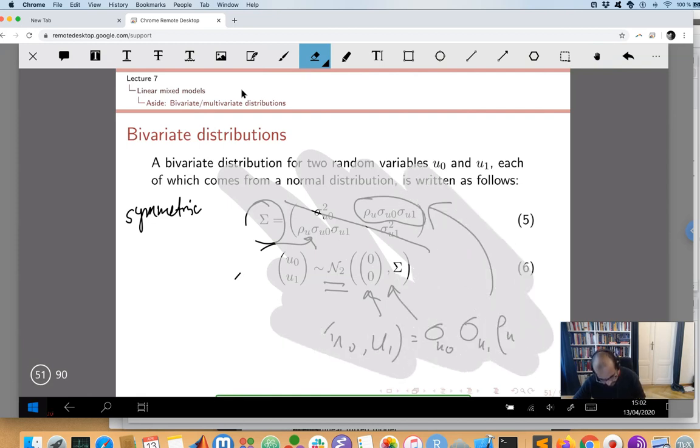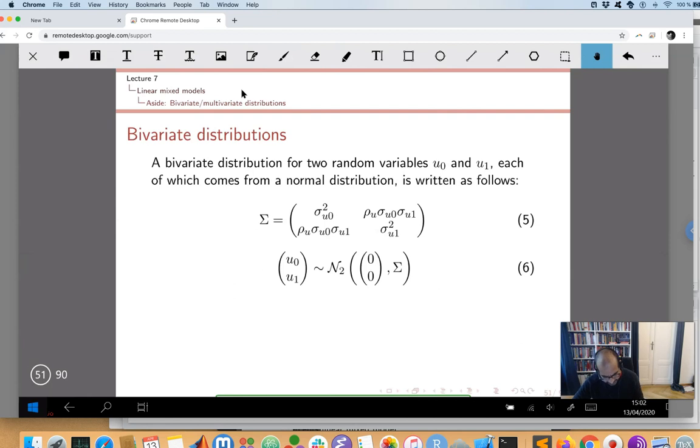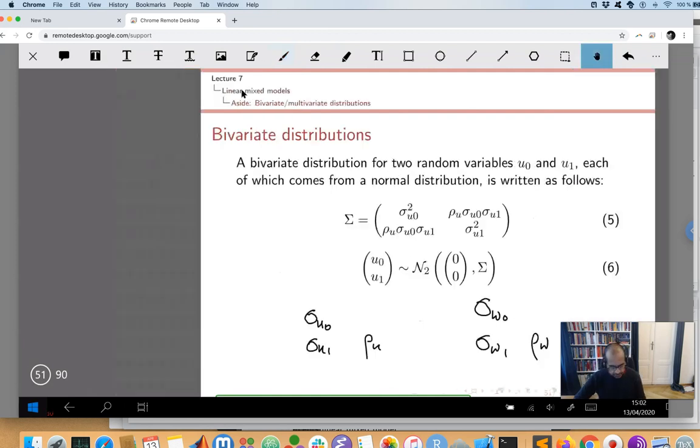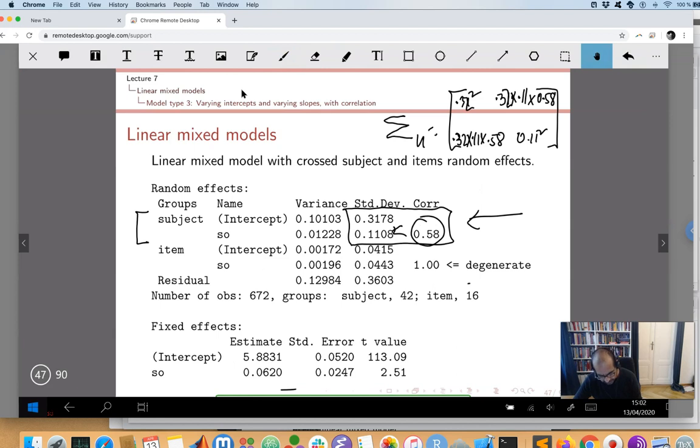So what this linear mixed model is doing is that it's estimating these parameters for you: the sigma u0 parameter, the sigma u1 parameter, and the rho u parameter, right? For the subjects. For the items, it's also estimating something similar. So sigma w0, sigma w1, and the correlation rho w, right? So that's what you see here when you look at the output. And what you're seeing is the correlation for subjects is 0.58 and the correlation for items is 1.